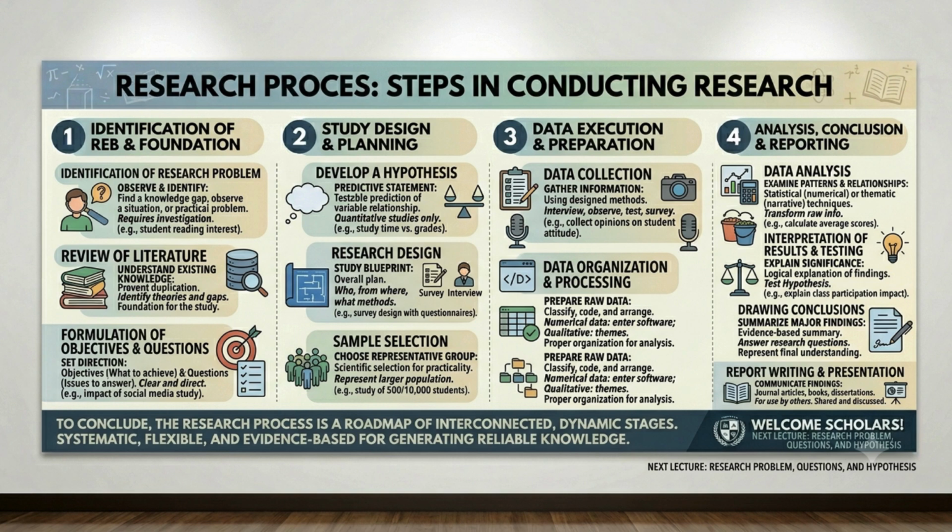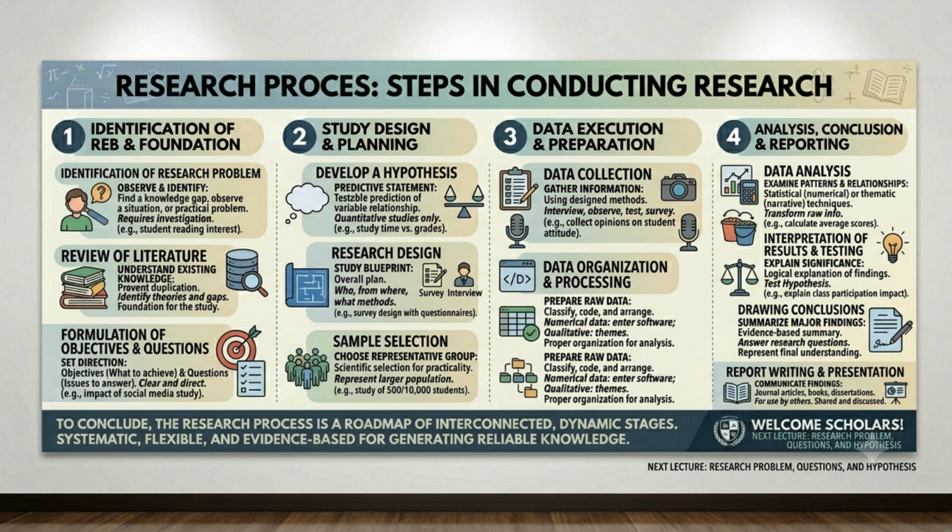Once the research problem has been identified, the next step is the review of literature. Literature refers to books, journal articles, research papers, reports, theses, and other scholarly sources related to the topic. By reviewing previous studies, researchers understand what has already been discovered, what theories exist, and what gaps remain unanswered. For example, if a researcher wants to study the impact of social media on academic performance, reviewing previous literature helps.